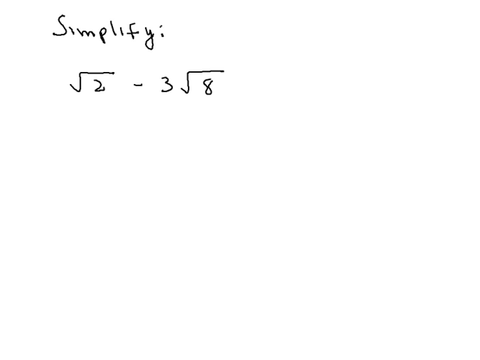So what we need to do then is to simplify the square root of 8. I think you'll see there that there is a factor of 8 that's a perfect square, which is 4. So we'll rewrite this radicand as 4 times 2. And then using the product property, we can rewrite this as the square root of 4 times the square root of 2.